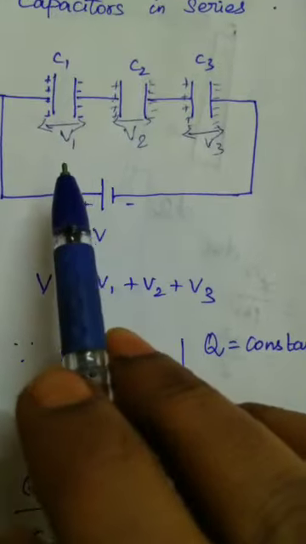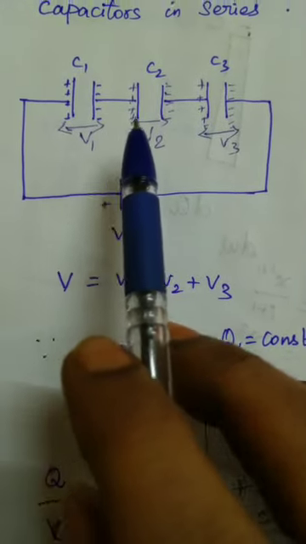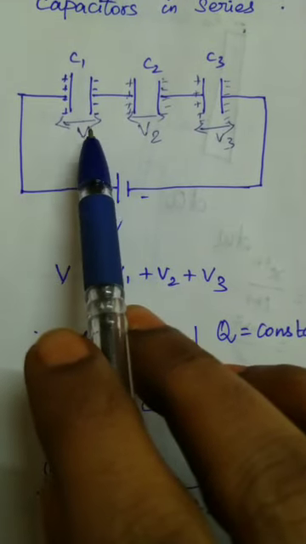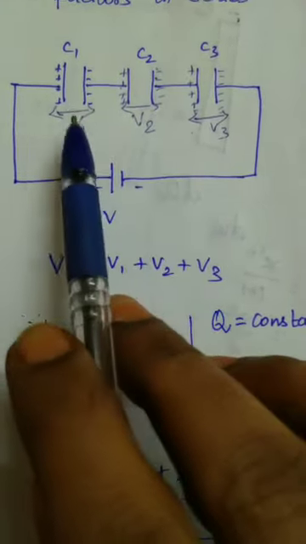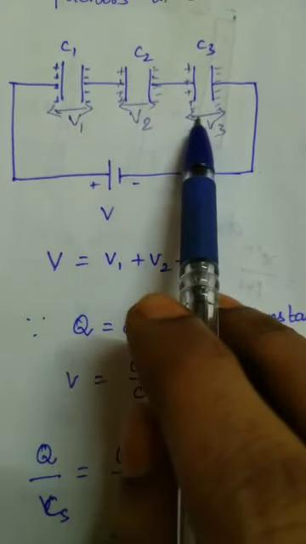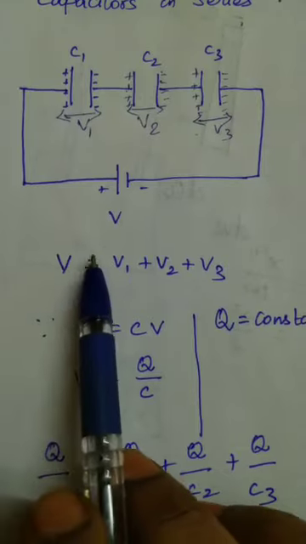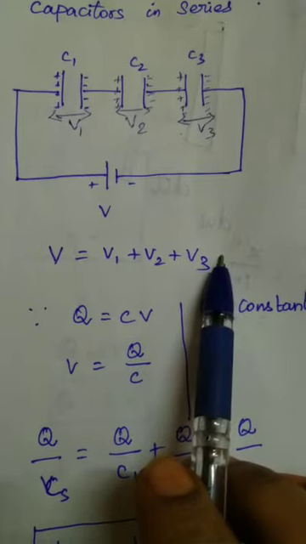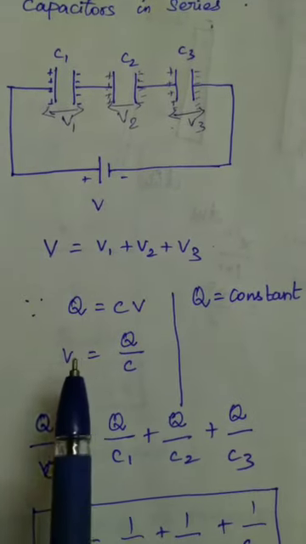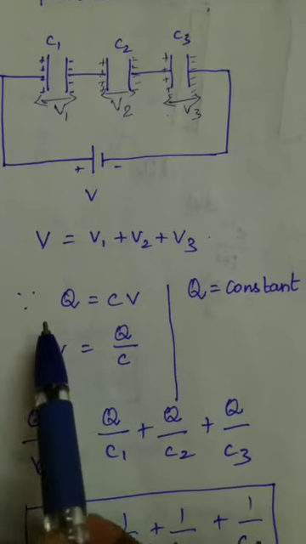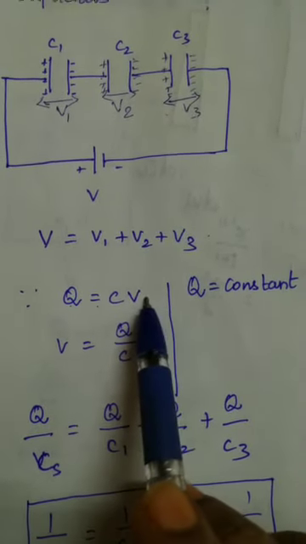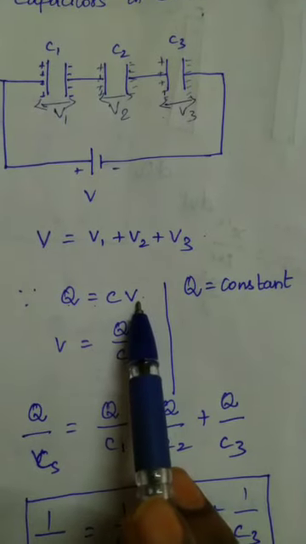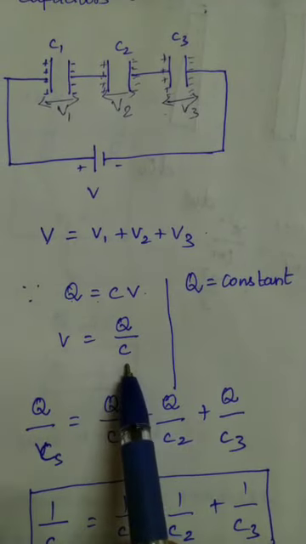So in the case of capacitors connected in series, the potential difference across C1, C2 and C3 also varies. The total potential in the circuit is V equals V1 plus V2 plus V3, right? Now the capacitance must be calculated. We already know that Q is equal to CV. Each capacitor has a different potential difference, so V is equal to Q by C.